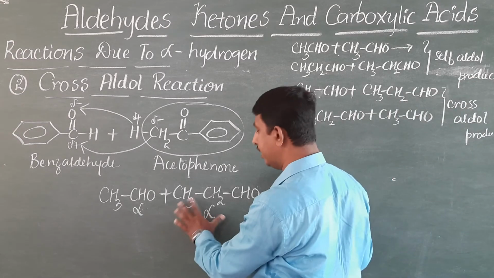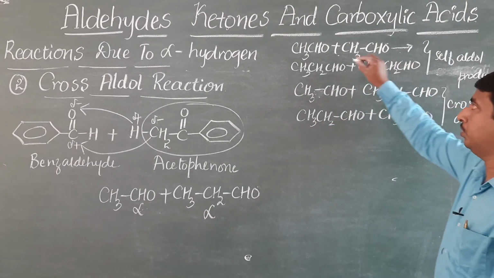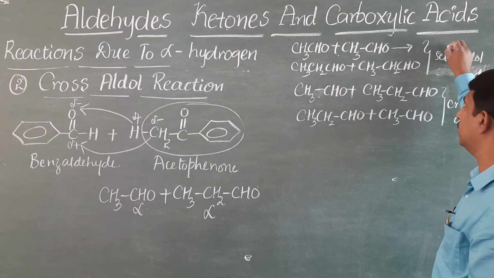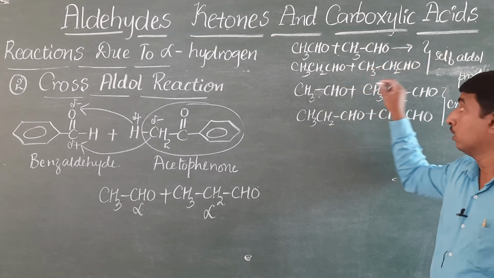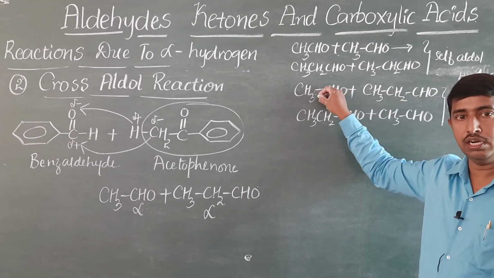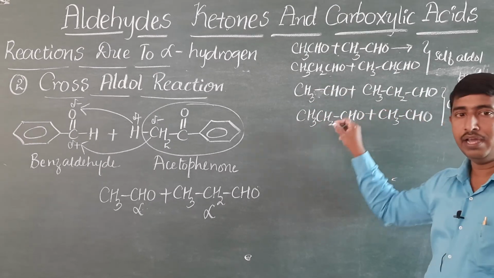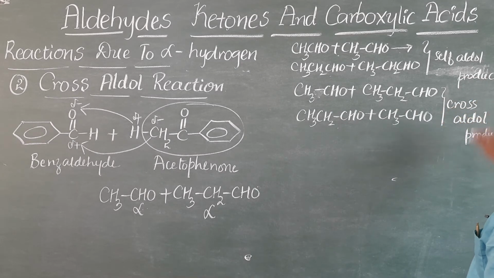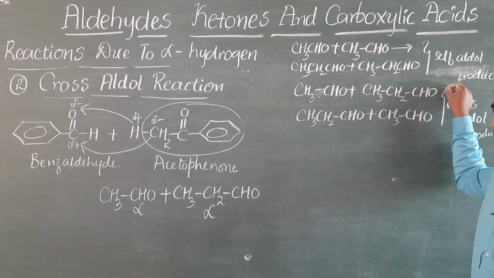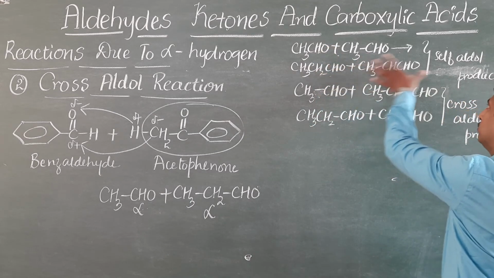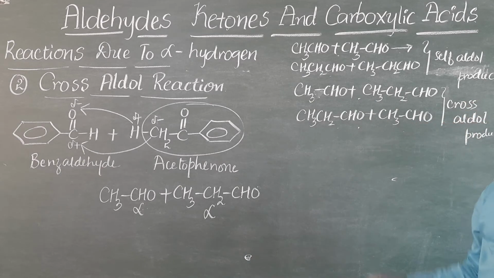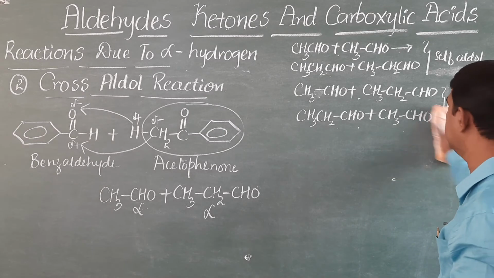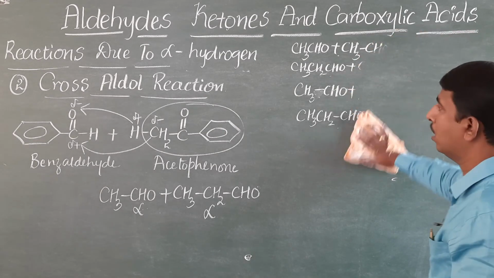Suppose I take ethanal and propanal. A reaction can take place between ethanal and ethanal, and we will get one product. Propanal and propanal can react, giving a second product. Propanal can be added to ethanal, that is the third product. Ethanal can be added to propanal, that is the fourth product. So out of four, two of them are self-aldol products because both aldehydes are the same. These two aldehydes are different, so these two are cross aldol products. You can try this and write the equation for the reaction taking place between ethanal and propanal.